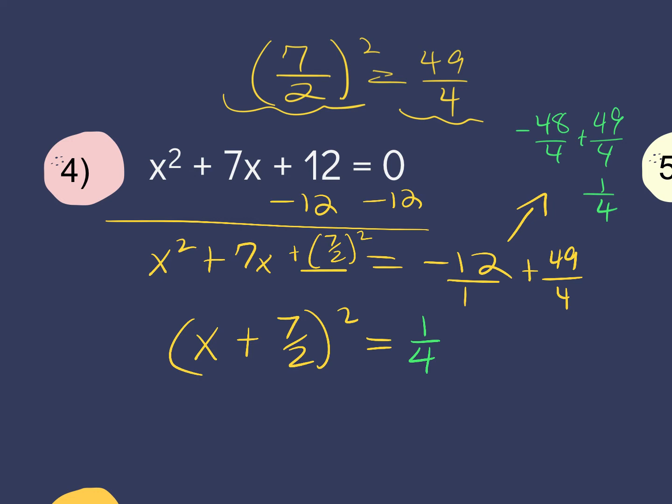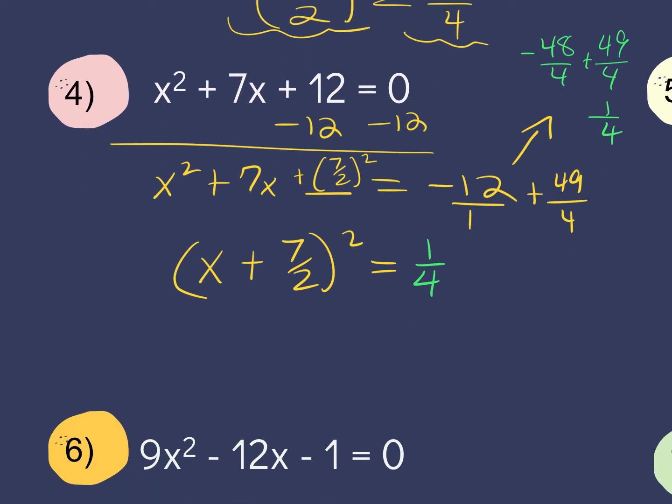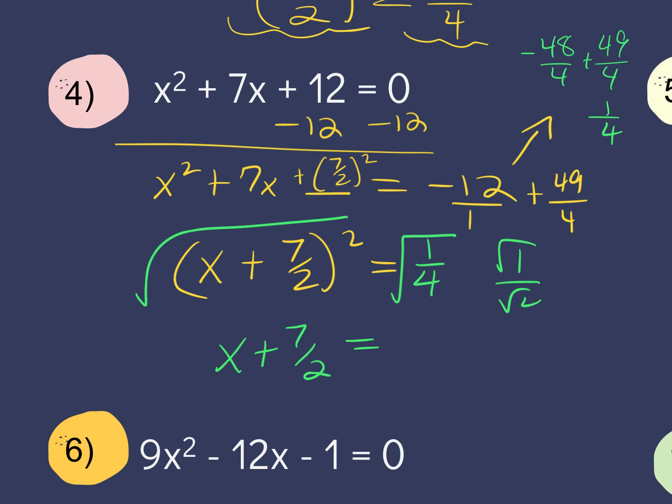All right, everybody good so far? I have to square root both sides. Yep, square root. And I can square root the 1 and the 4 individually if that's easier for you. Square root of 1 is 1. Square root of 4 is 2. So plus or minus 1 over 2.